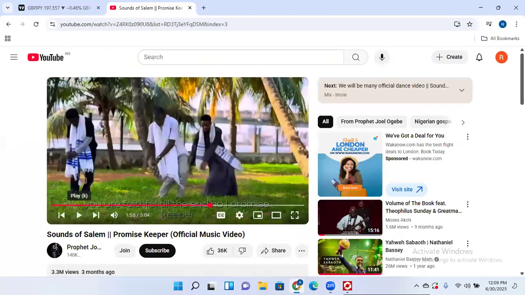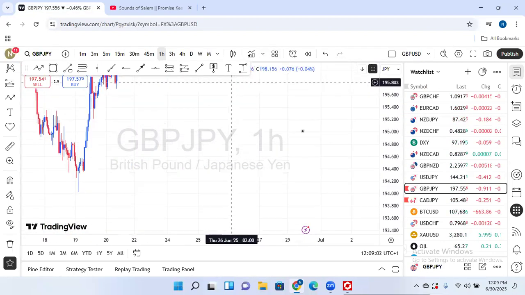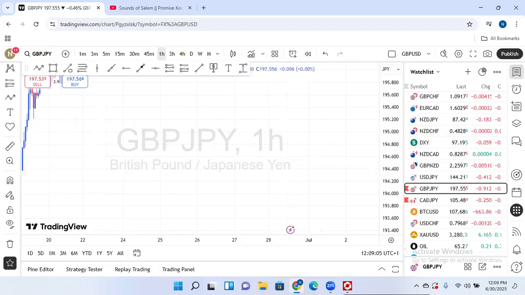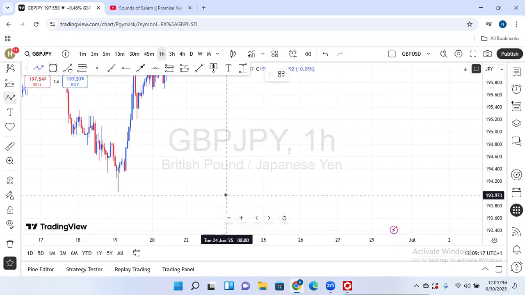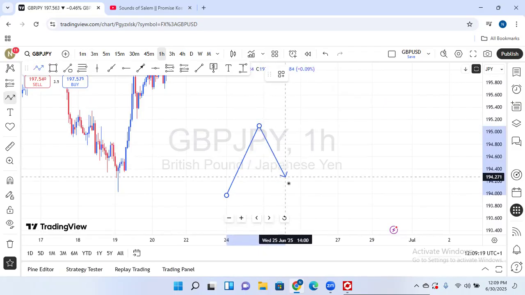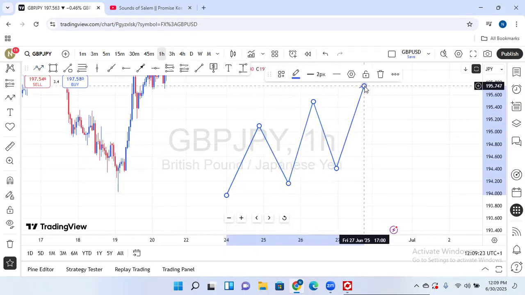Now, let me start like this. What we call market structure is the basis on which the software was formed. Market structure simply means the skeleton part of the market. So in a buy market, we'll have something like this: higher high, higher low, higher high, higher low, higher high.